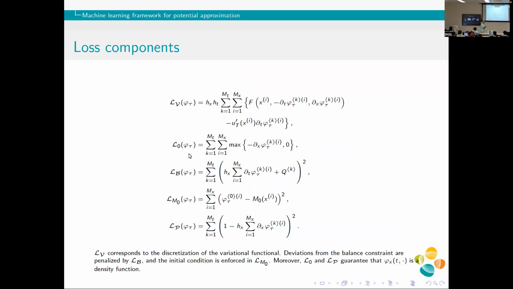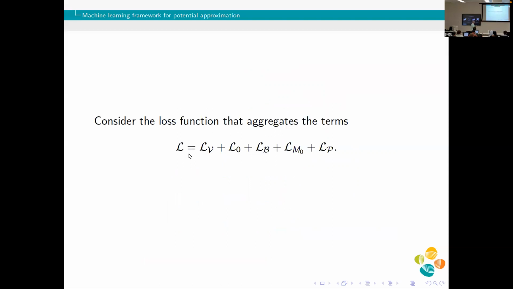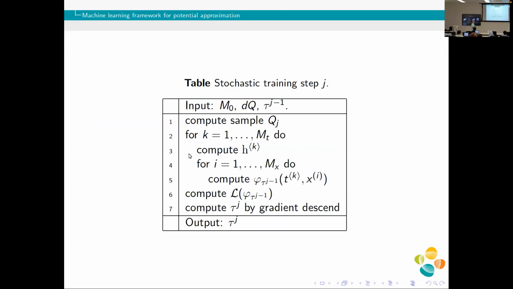For example, we want the derivative in x of the distribution function to be positive because we want phi to be a cumulative distribution function. We want the balance condition to be satisfied. We want the terminal conditions to be satisfied. And this is a constraint that imposes that phi is the cumulative distribution function of a probability measure, so it integrates to 1. And we aggregate these terms in a loss functional, and we proceed as before.